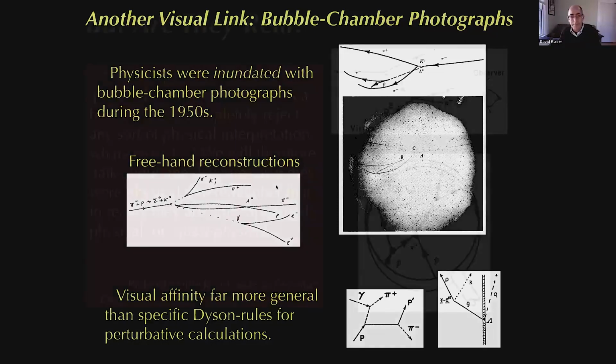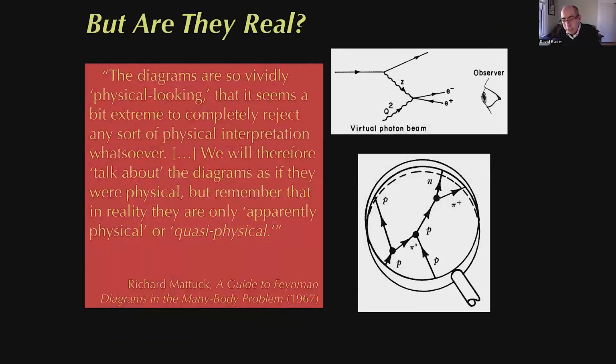So there's a kind of realism. And you see that in this quotation, for example, some years later in a very influential textbook, that these Feynman diagrams, Richard Maddock wrote, are so vividly physical looking that it seems a bit extreme to completely reject any sort of physical interpretation whatsoever. So he does this funny kind of cheat. We will therefore talk about the diagrams as if they were physical, but remember, they're not, right? So he can't help himself but describe them as real things moving through space and time.